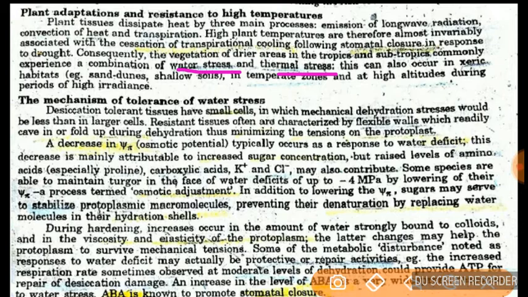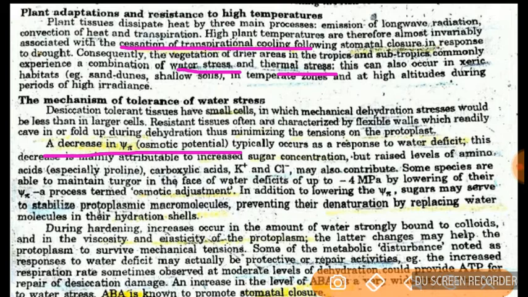So how are plants going to adapt? You have to remember only two things: a decrease in the osmotic potential, and the second thing is the cessation of transpirational cooling, that is, the reduction of transpiration. And there are some examples written, so we will go through them in detail.